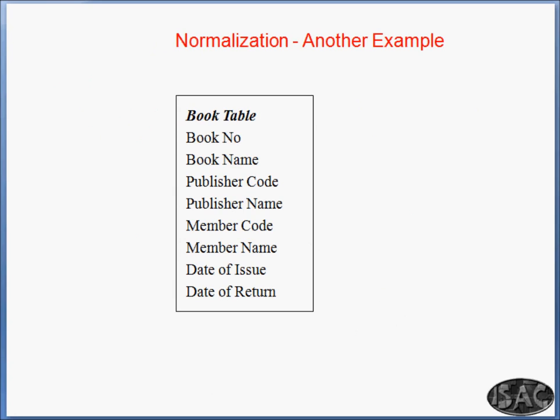So that is all about normalization and denormalization. If you can look at this, I have another example for normalizing. Can you work out how we can normalize up to 3NF with this table? I have one book table where book number, book name, publisher code, publisher name, all these columns are there. I want to normalize this.